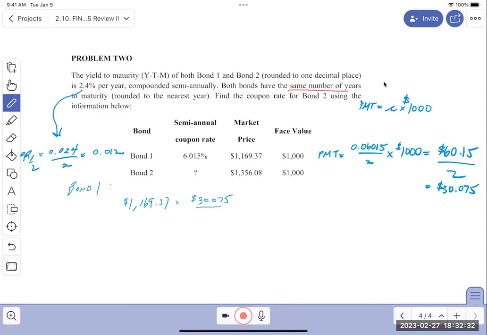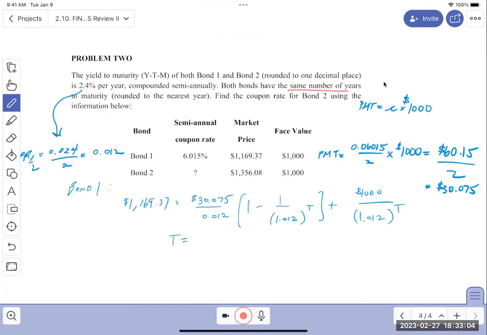And then the EPR is the 0.012 over 1 minus 1 over 1.012 to the power of the unknown. And then we add the $1,000 over 1.012 to the power of t. And so that's what we have to write on the exam, but then you have to say what t is.